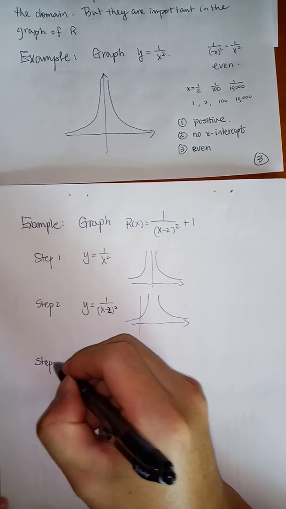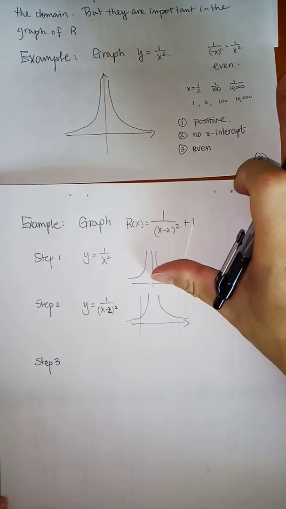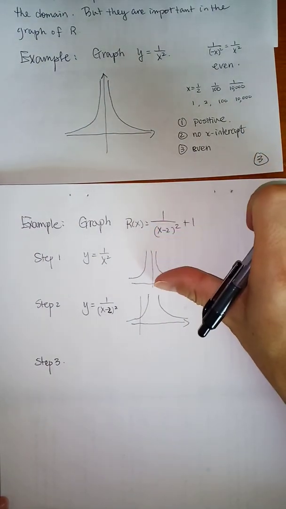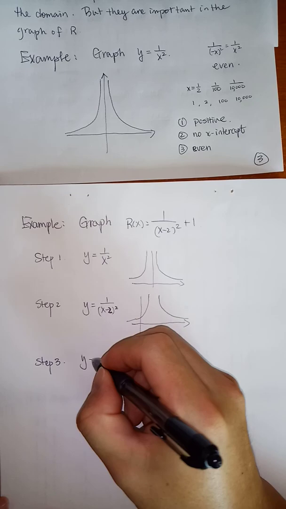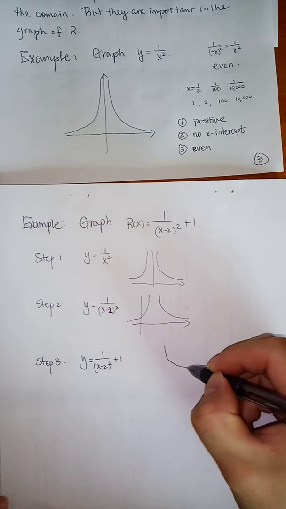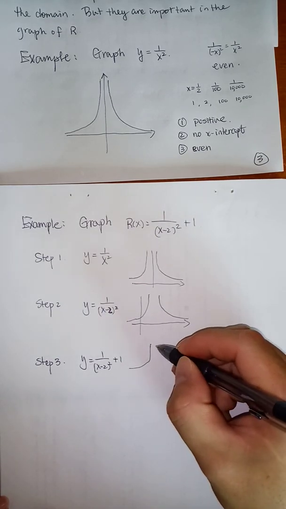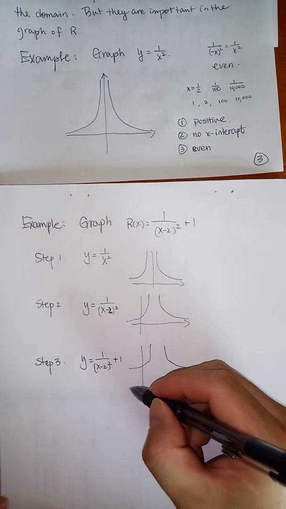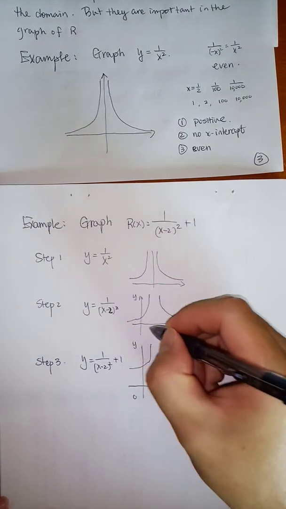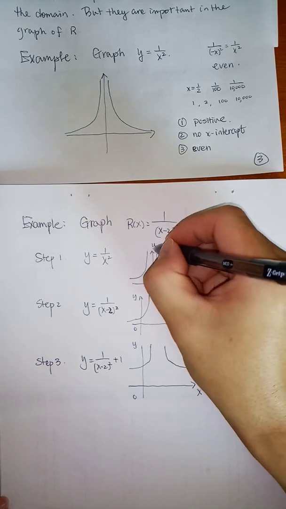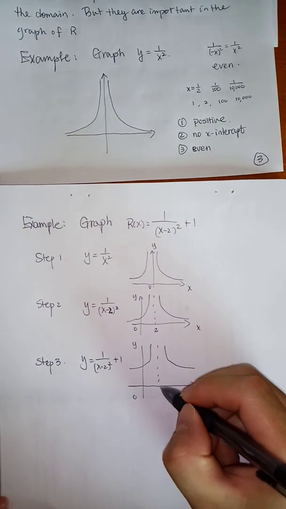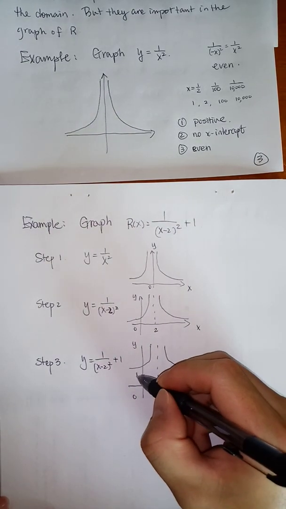And step 3. Add 1, it means you are going to shift the graph up 1 unit. You shift the graph up 1 unit, it means you shift the axis down 1 unit. It's just a relative motion. So I'm going to again copy this graph here. It was here, and then you shift it 1 unit down. Okay, so this is a 0, this is a 2, and up 1 unit, this is a 1.